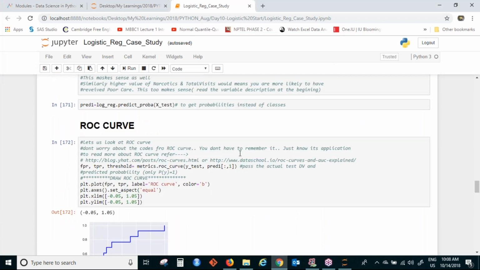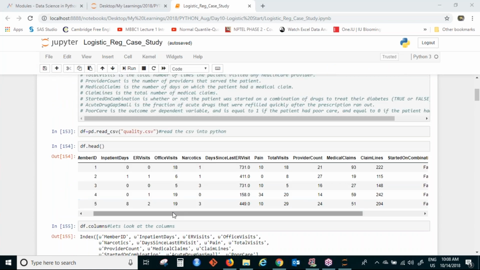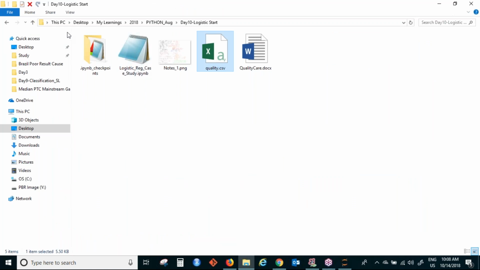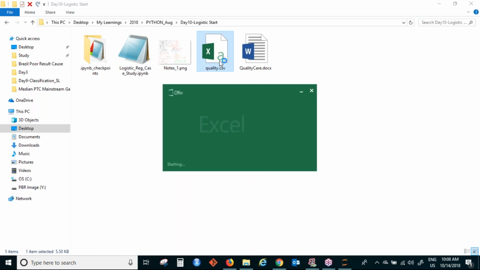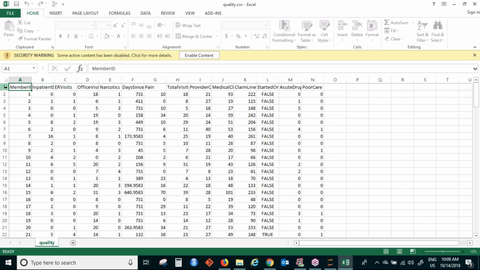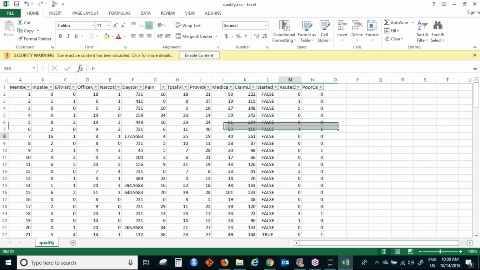The data that we have here. The dependent variable here is this variable. You see it already has ones and zeros. Or if I show you directly here, this is the data that we have. In Excel, I can easily show it to you. You can see this value, poor care, which is the dependent variable. It has only ones and zeros, and what you predict will also be ones and zeros.